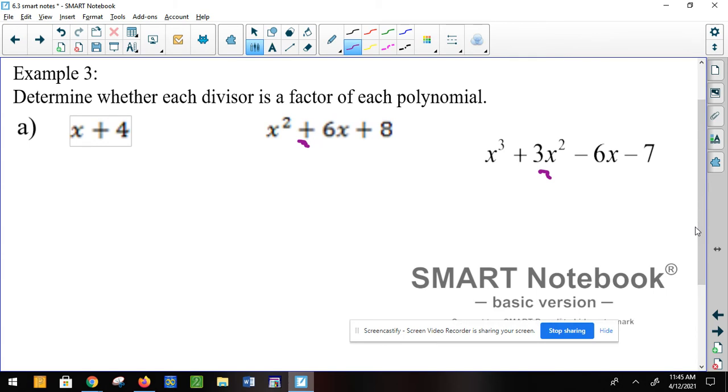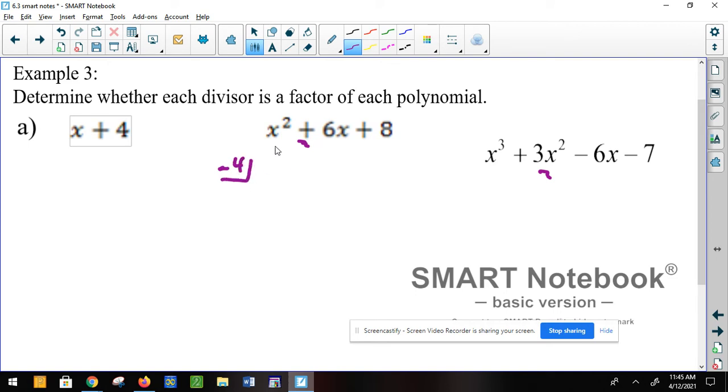Quite simply, the answer is yes, x plus 4 is a factor of this if it has 0 remainder. X plus 4 is not a factor of this if it has any other remainder, a remainder of anything other than 0. So that's it. You're just going to do synthetic division, and the answer is yes or no based off of the remainder. So let's do it.